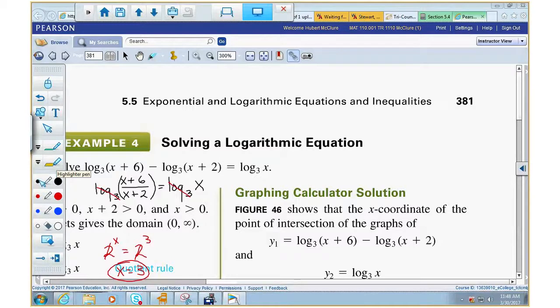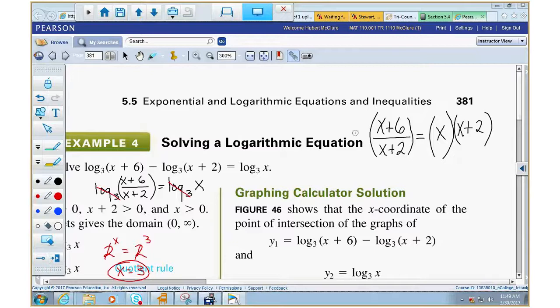So that's going to be x plus 6 over x plus 2 is equal to x. Now before you do anything, you've got to clear the fraction. So how do you clear a fraction? Multiply through by the common what? Denominator. So I'm going to multiply both sides by x plus 2. And I get x plus 6 is equal to x squared plus 2x.